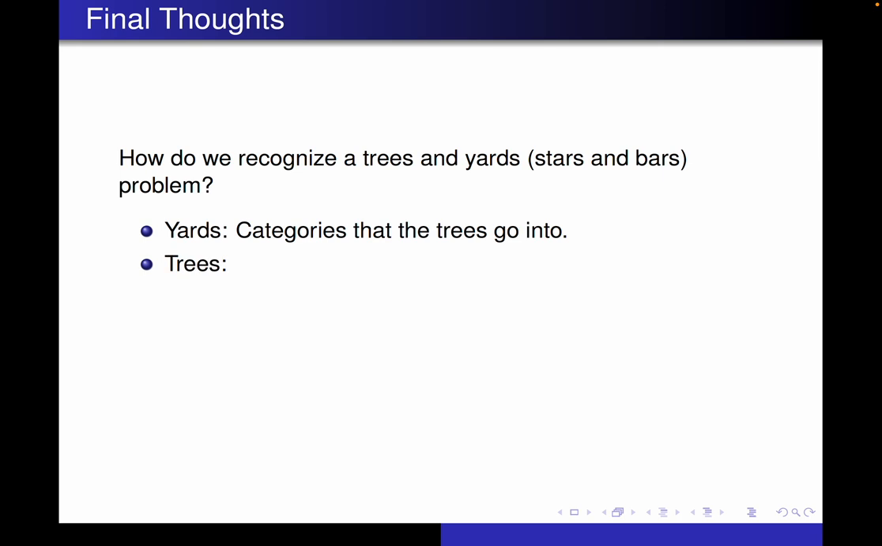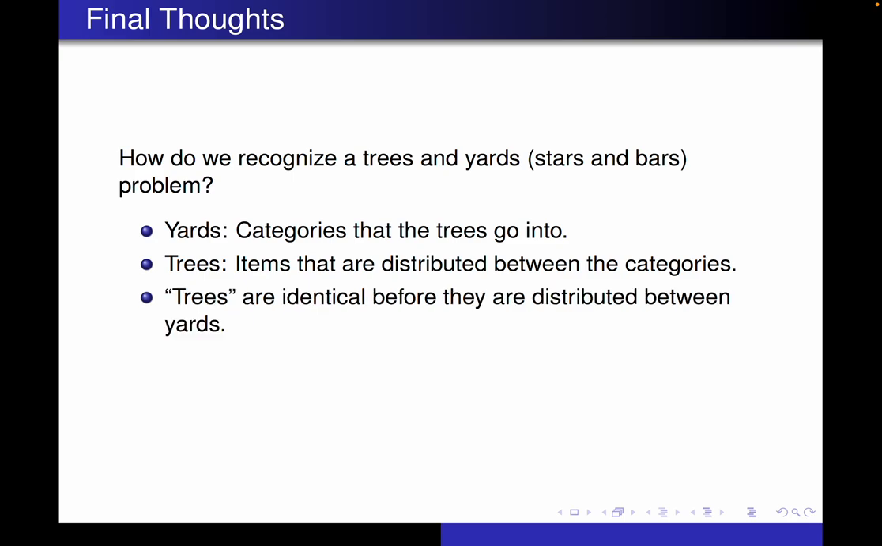The trees then, these are items that are distributed between those categories. They belong to those categories after the process ends. What's really important here is the trees must be identical. We can't tell the difference between one tree and another, just like in the voter problem, I didn't care who voted for them, I just cared about the vote total. I don't care about anything about the trees except how many there are in each yard.